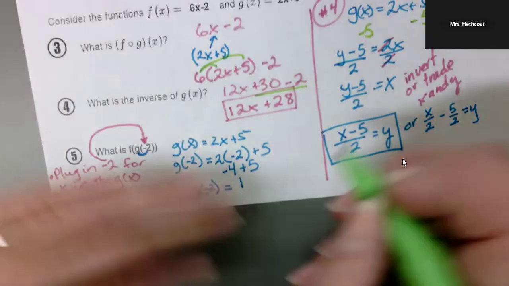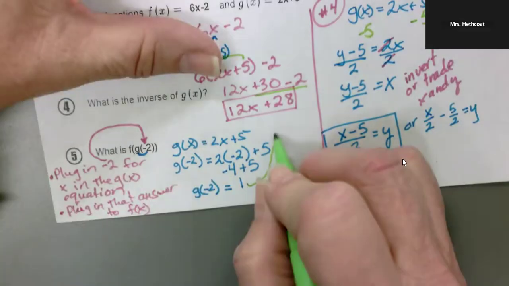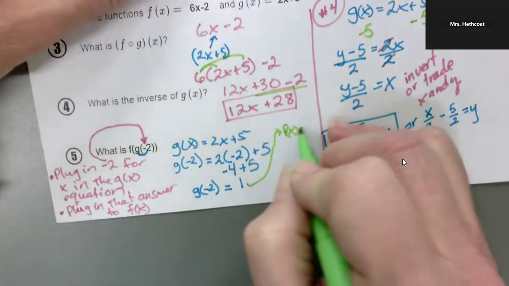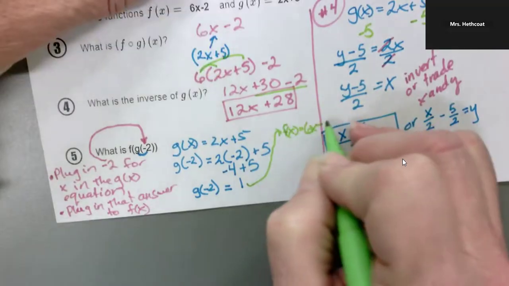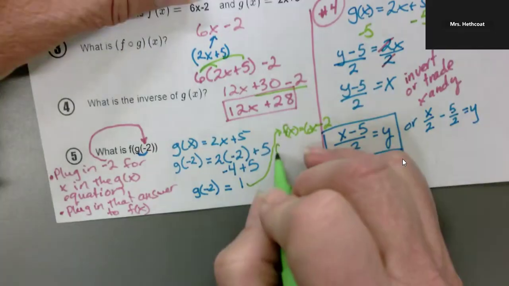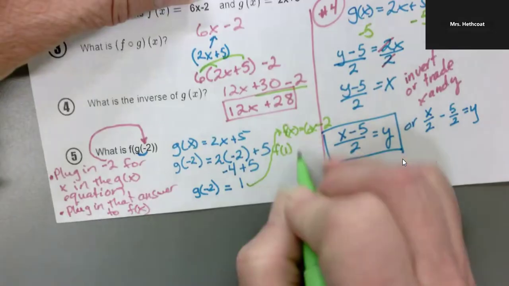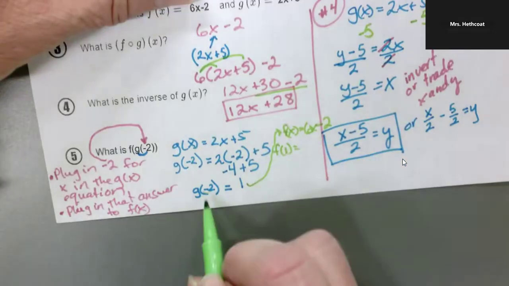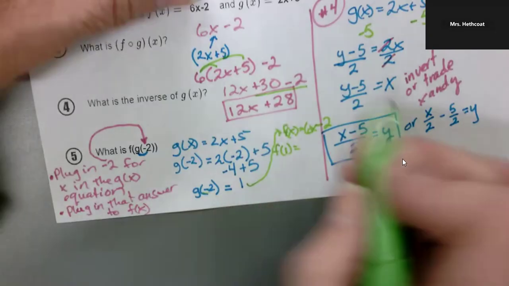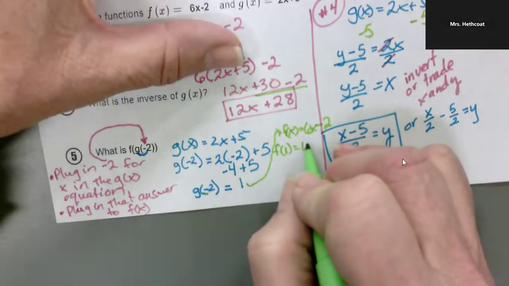So I'm going to come up here to do that. All right. So we have f of x equals 6x minus 2. Oh, wait. I don't want f of x. I want f of 1, right? Because the g of negative 2 equals 1, and now I'm plugging the 1 in for x. So we get 6 times 1 minus 2.